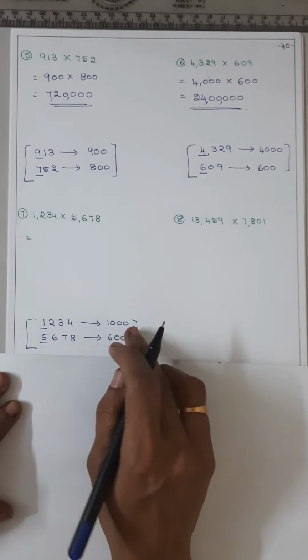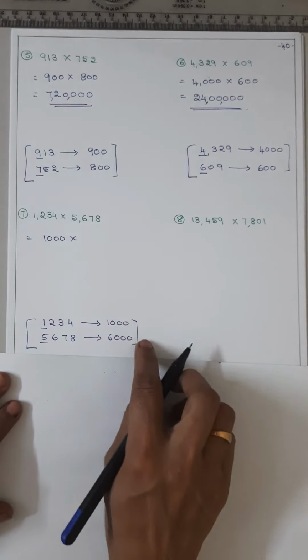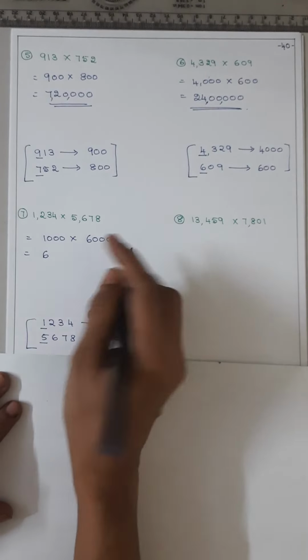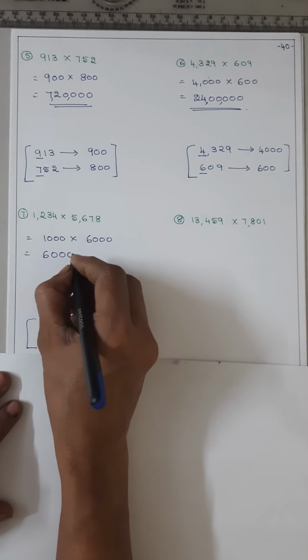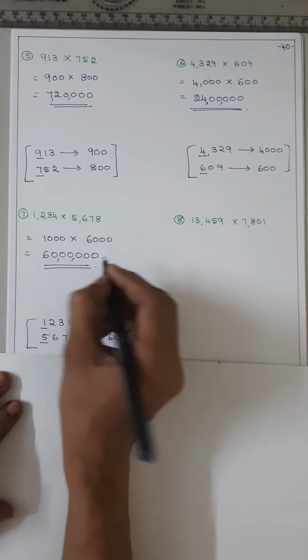Now put the values. First number is 1000. Second number is 6000. 1 6s are 6. 1 2 3 4 5 6. So answer is 60 lakh.